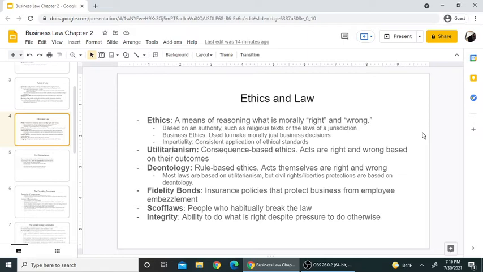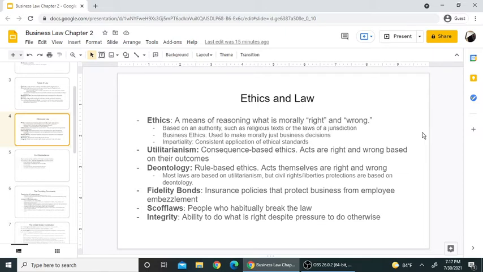But civil rights and liberties protections are usually based on deontology because they're based on a broader rule, like an inherent idea that certain things are right and wrong. Usually, in most cases, when it comes to civil liberties, it's the idea that government doing certain things is always wrong, and that people have to be protected from that.